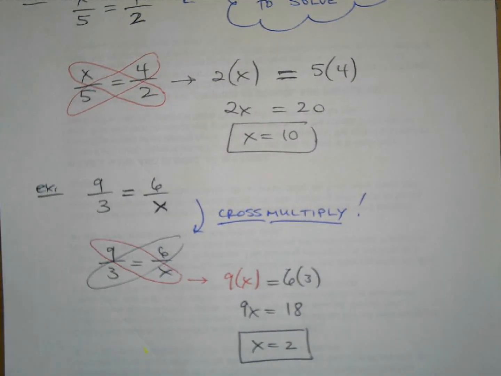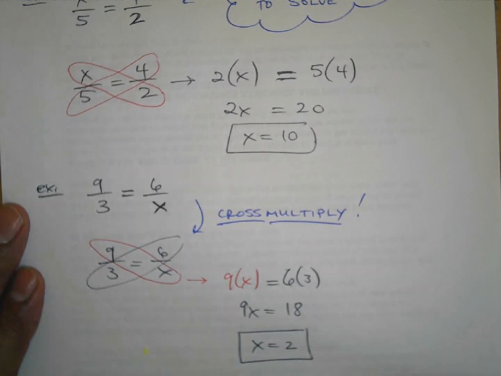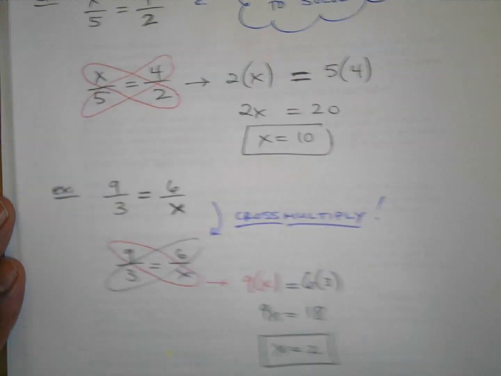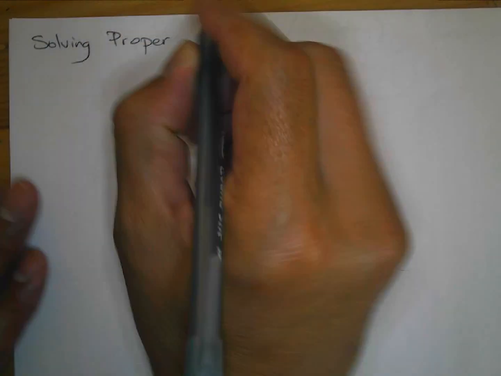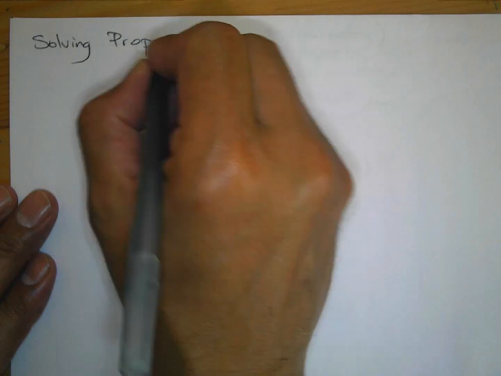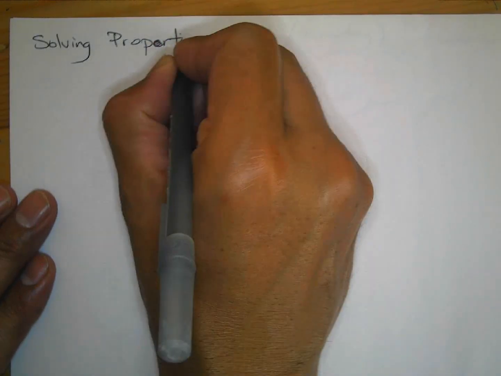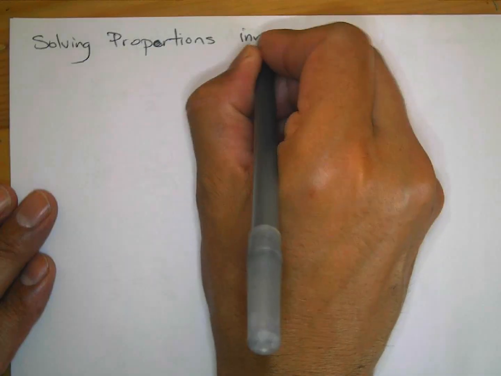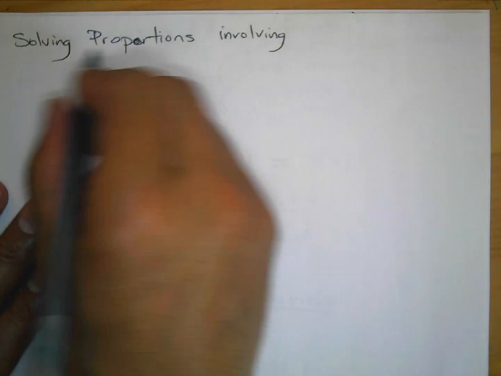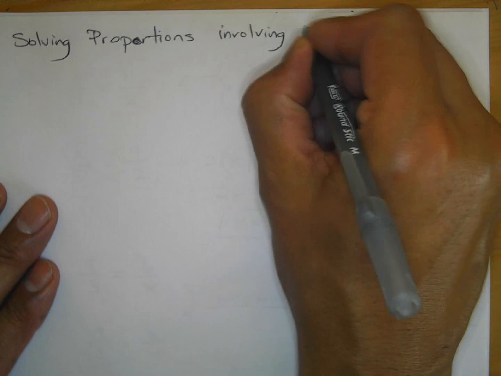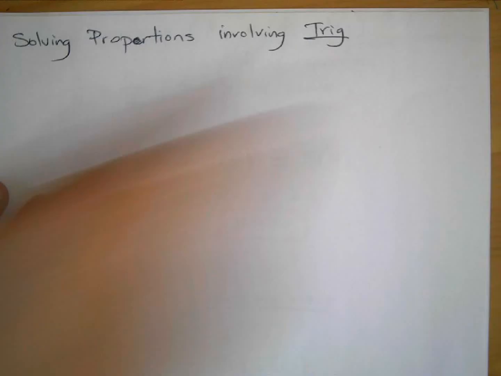Okay, we got that. We can cross multiply. But now you're going to see solving proportions with trigonometry, with these functions, with sine, cosine, and these other values that you're going to see. Solving proportions involving trigonometry, which I'll just abbreviate with trig. Now we're building up to where we need to go.